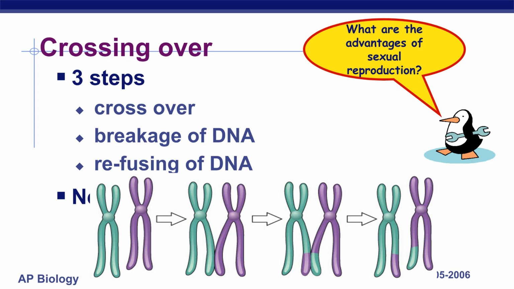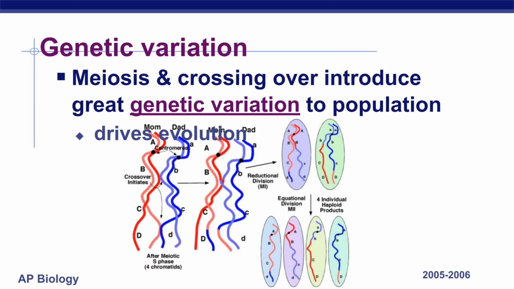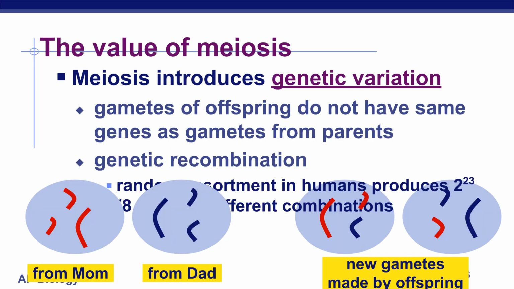What are the advantages of sexual reproduction? Meiosis and crossing over introduce great genetic variation to a population, driving evolution. Random assortment in humans alone produces over 8 million different combinations. The value of meiosis is introducing genetic variation through recombination. The gametes of offspring do not have the same genes as the gametes from the parents, showcasing genetic recombination.